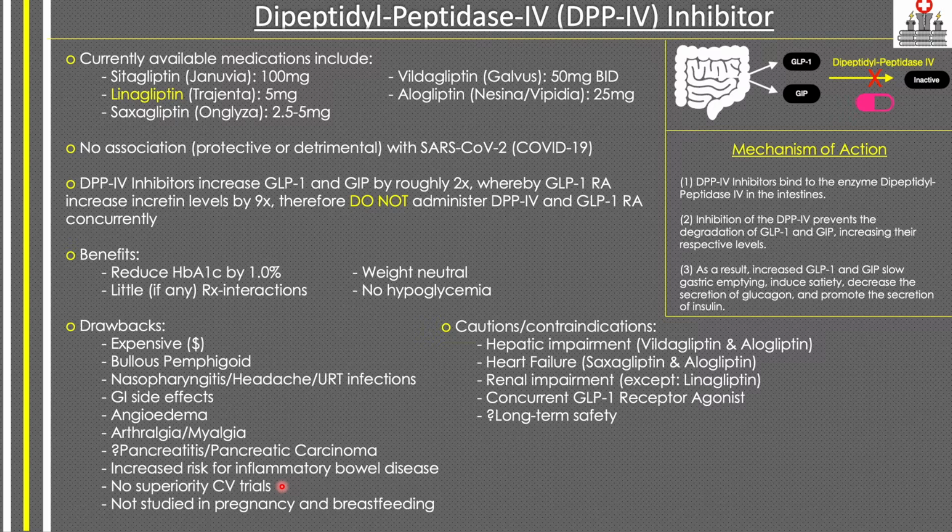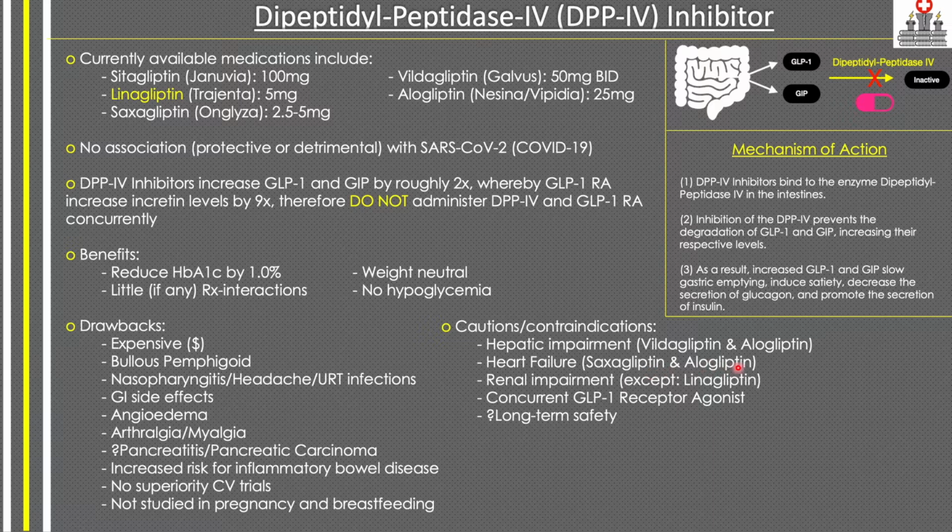They appear to be cardiovascular neutral. Again, these medications are relatively new, so we don't have enough data to recommend their use during pregnancy or breastfeeding. Now, cautions and contraindications. Vildagliptin and alogliptin both seem to increase patients' liver enzymes, the liver function tests, and that's something to be aware of when prescribing this.